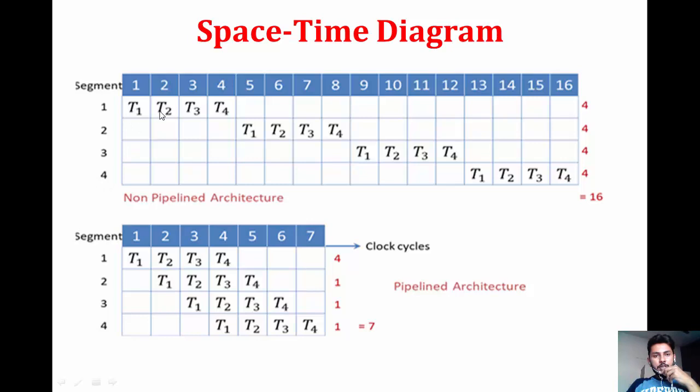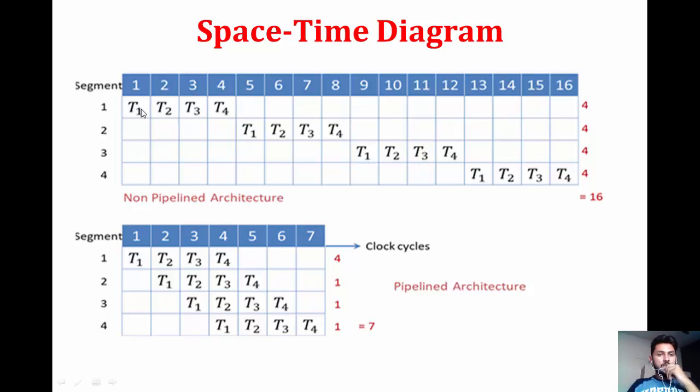So let's say T1, T2, T3 and T4 are the 4 tasks, and there are 4 segments: 1, 2, 3 and 4, right? This is the scenario of non-pipeline architecture, where each task is executed segment by segment. So T1 will first be in segment 1, then T2 at the next pulse, T3, and T4.